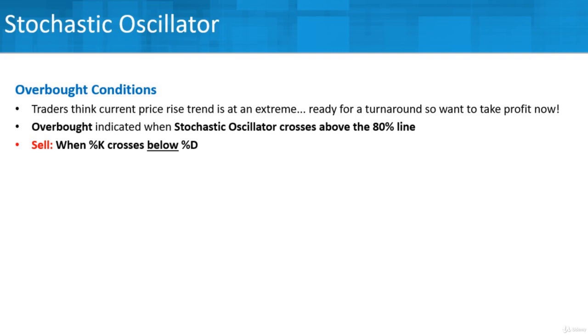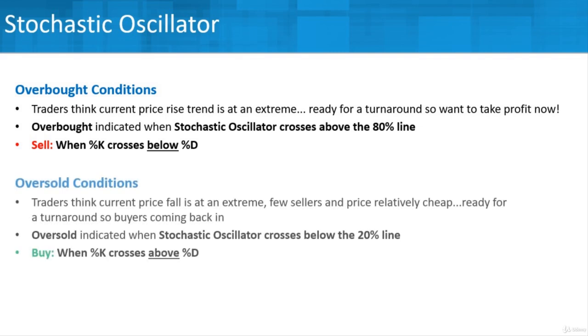So you've got two things going on here. We're looking for that overbought condition, and then we're looking for a sell signal, and that tells us when we're getting really close to the peak: the percentage K crosses below the percentage D. An oversold condition is when traders think the current price fall is an extreme. It's gone way down in price. There are few sellers, the price is relatively cheap, and it's ready for a turnaround. We're thinking buyers are going to start coming back in.